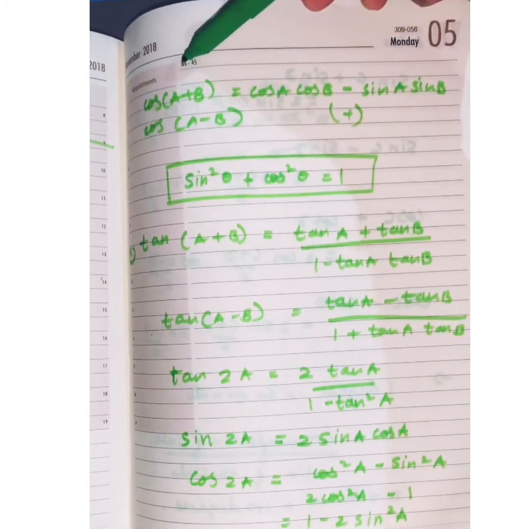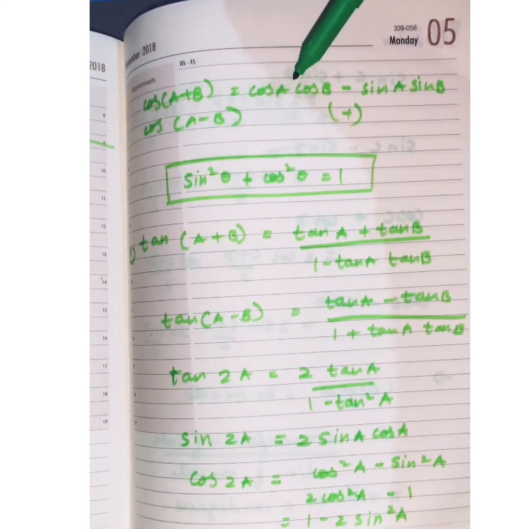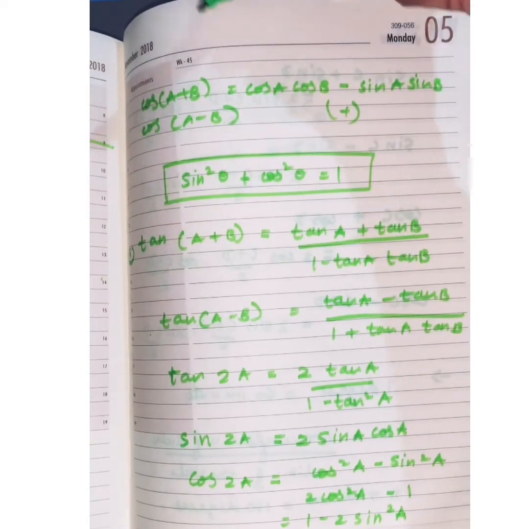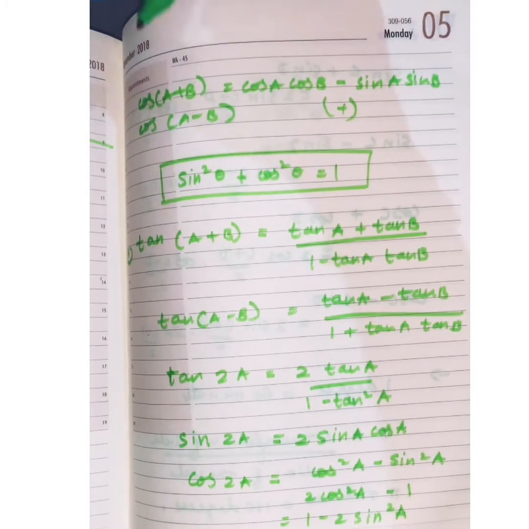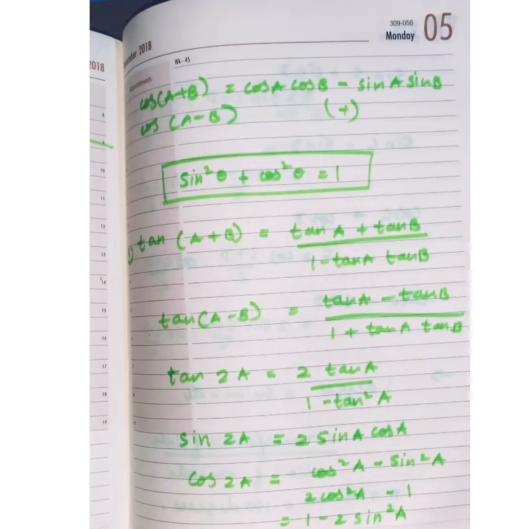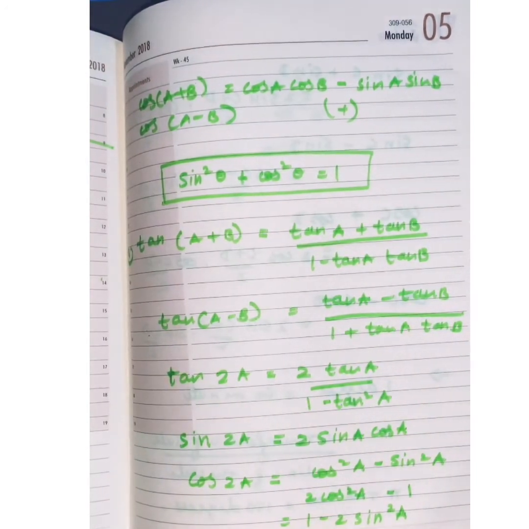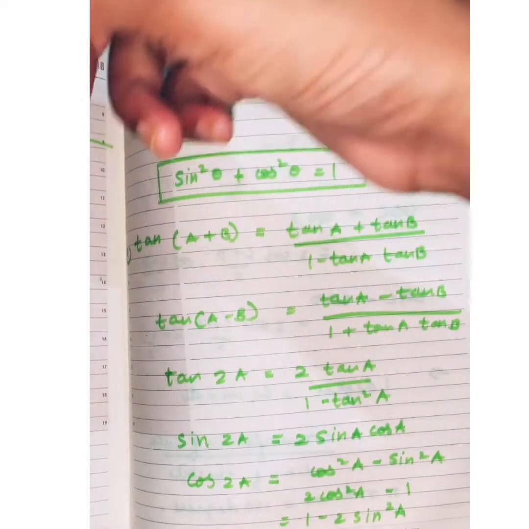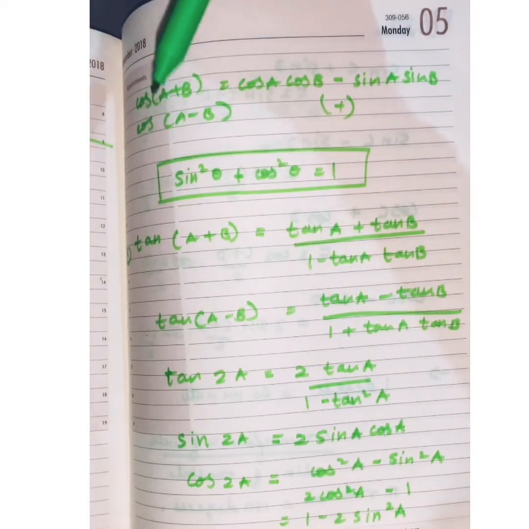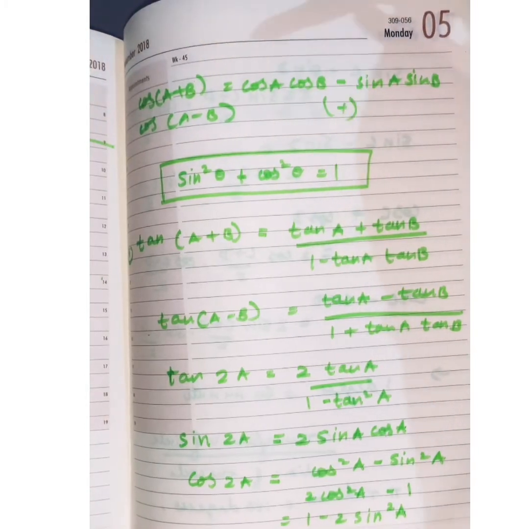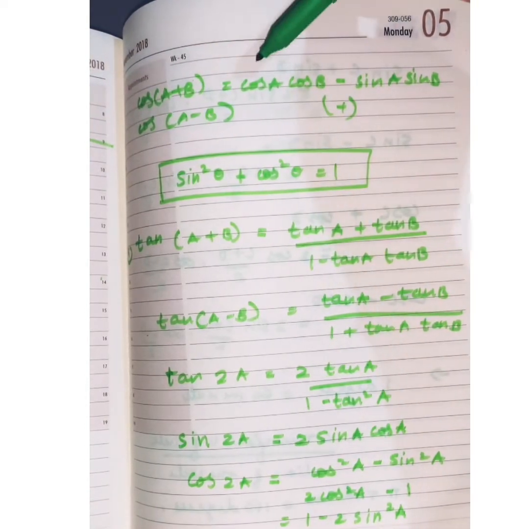Moving to the next formula, it is a similar thing. Cos A plus B is equal to cos A cos B. In the sin A plus B, we have seen sin A and cos B, but for the cos formula it is not a mixed thing. For cos A plus B, it is separately given: cos A cos B minus sin A sin B.